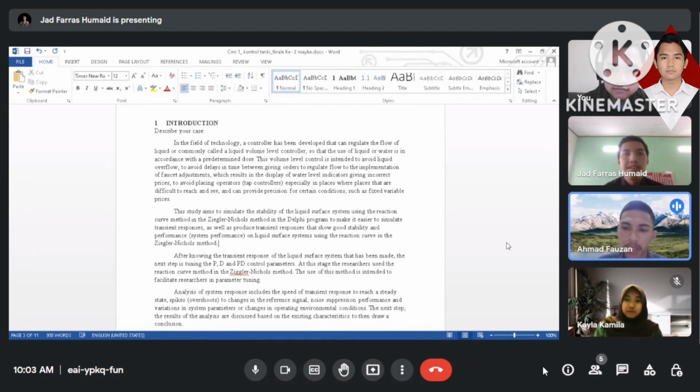Analysis of system response includes the speed of transient response, the steady state, spike, overshoot to change of the reference signal, noise suppression, performance, and variation in the system parameters or change in operating environmental conditions. The next step, the results of the analysis are discussed based on existing characteristics, then we draw a conclusion.